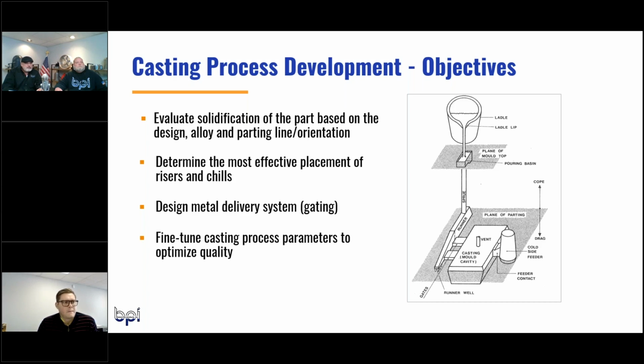Following those two steps, design of an effective metal delivery system is carried out, and fine-tuning of casting process parameters is done to optimize quality, but also to find that robust process window, which is what virtual experimentation and optimization allows us to do today.